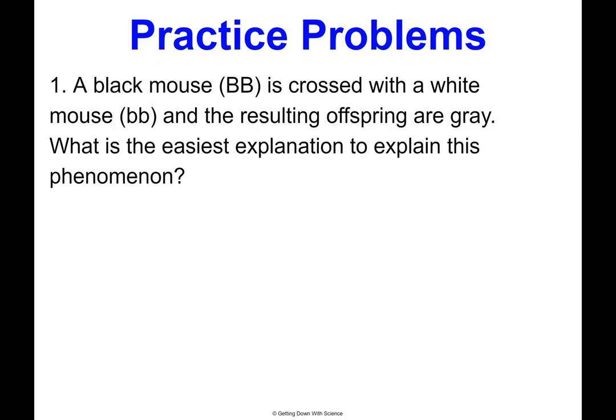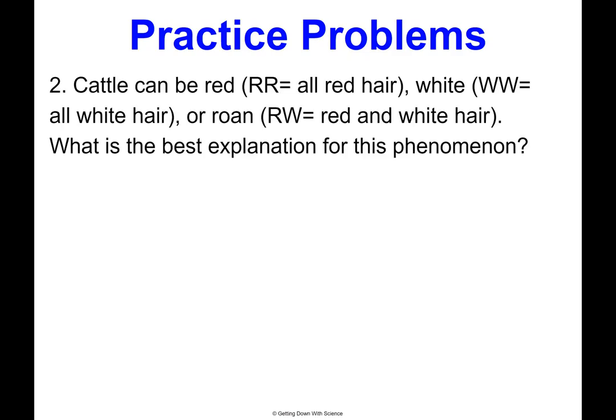So if we have a heterozygous mouse here, our black mouse, capital B, and we get a lowercase b from the white mouse, when we have the capital B, lowercase b, we end up with a gray mouse. So it's incomplete dominance.